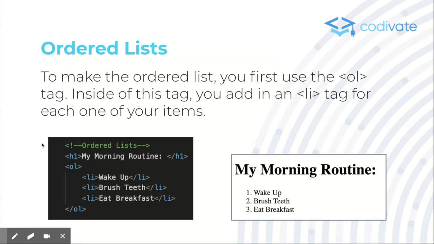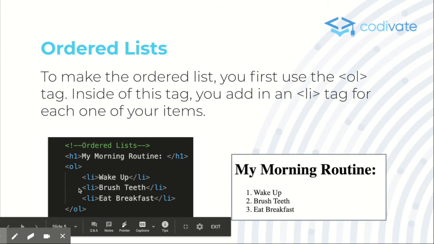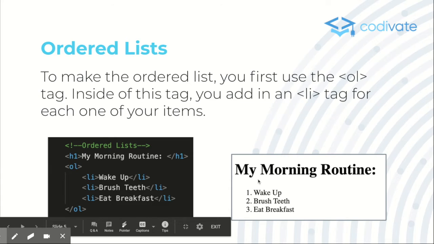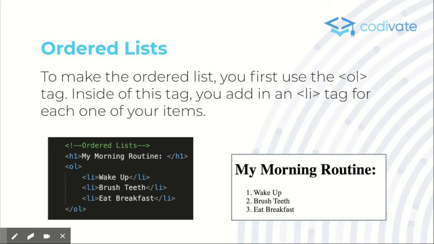As shown here, we use an OL tag, and inside of our OL tag we create LI tags and put in each of our items' names. As shown here, it comes out as numbers, and if you add more and more LI tags, the number will keep increasing, so it'll be the 4th item and then 5th item, etc.